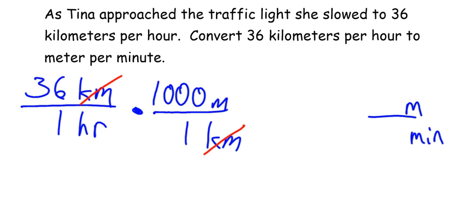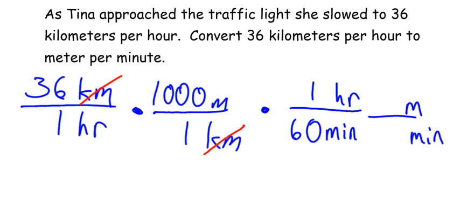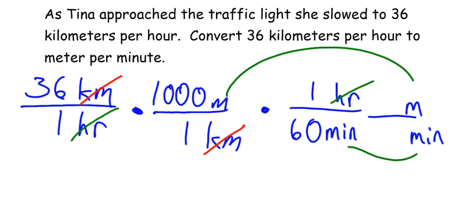But the other thing I need to go away is this hours. I want to end up with minutes on the bottom, so I'm going to put minutes on the bottom. That means I'm going to need hours on the top, and 1 hour, of course, equals 60 minutes. So we have a very different kind of unit converter, nothing we've really seen before, but it still works because our hour is going to eliminate this hour. Our meters are going to make their way here. Our minutes are going to make their way here.